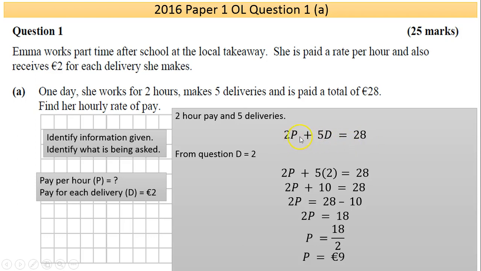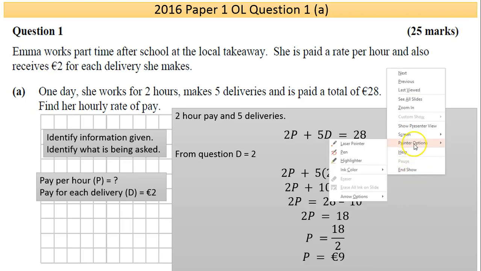Now there are 2 unknowns in this equation, but thankfully if you look back at the question, you're given more information, and you're told that she gets €2 per delivery. That wasn't in the question for part A, but was given in the overall question. So that makes this an equation of one unknown.